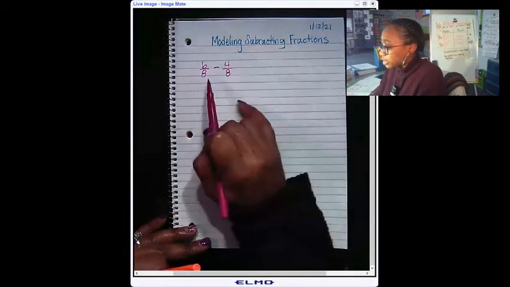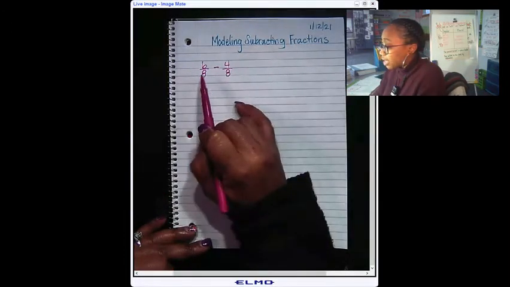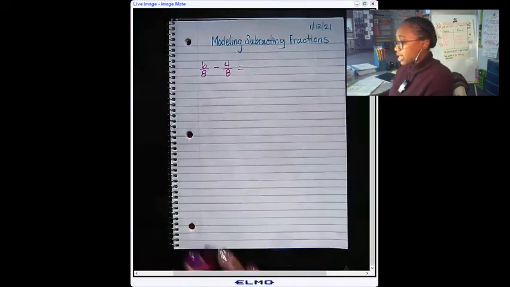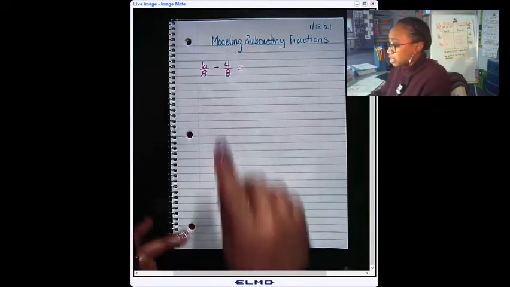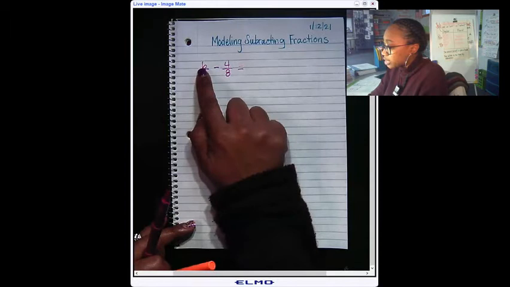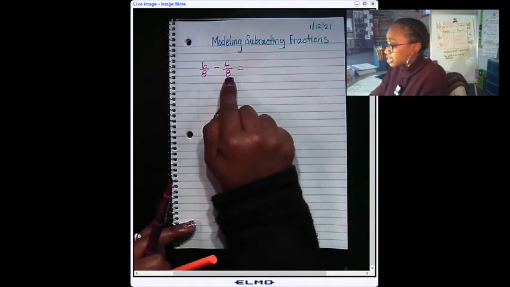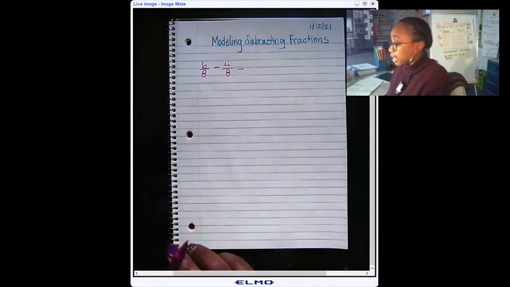Notice, I'm subtracting fractions that have like denominators. We are going to note that the same thing applies. We only subtract the numerators. The denominator will stay the same. So I'm going to use a model to help me with this problem.